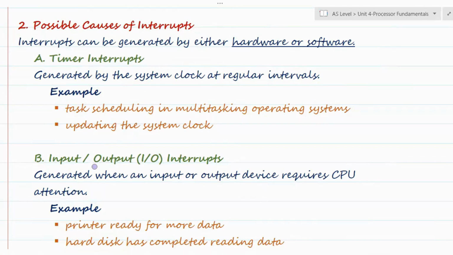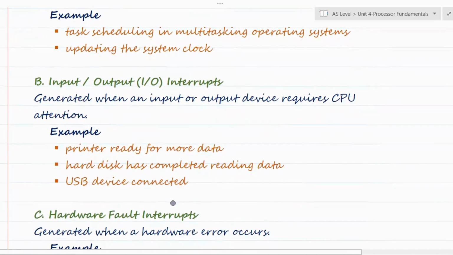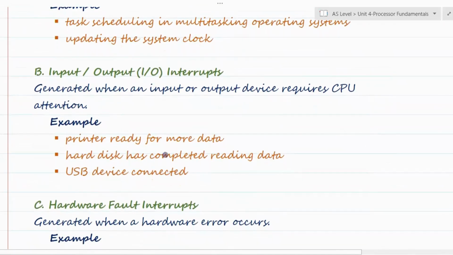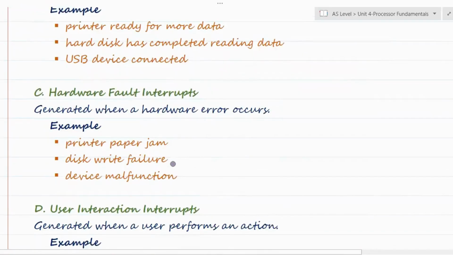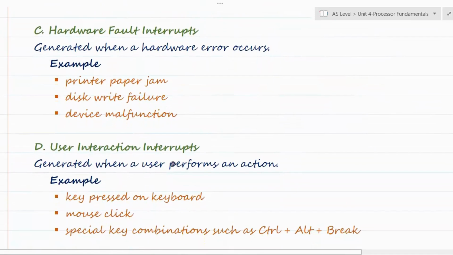Then we have input output interrupts. These interrupts occur when an input or output device requires CPU attention. For example, a printer is ready to receive more data, a hard disk has completed reading data, or a USB device has been connected. Instead of continuously checking these devices, the CPU waits until the device sends an interrupt signal and then gives the required attention, right?